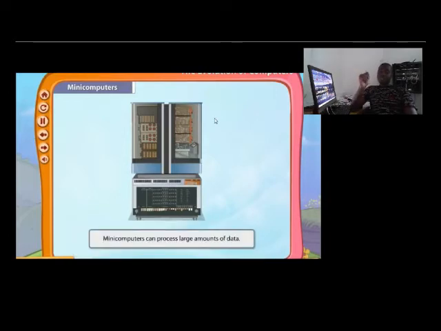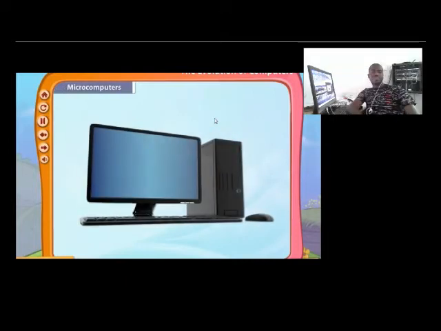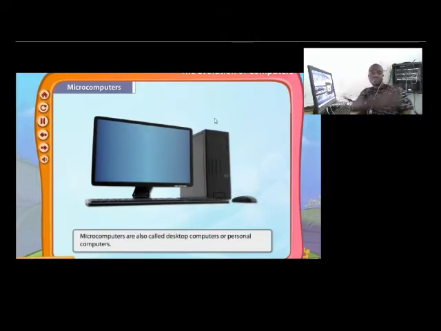Microcomputers can process large amounts of data, but can only accommodate a small number of users at a given time. Microcomputers are the most common type of computers. They are used by businesses, schools, or even at home. Only one person can use a microcomputer. Microcomputers are also called desktop computers or personal computers.